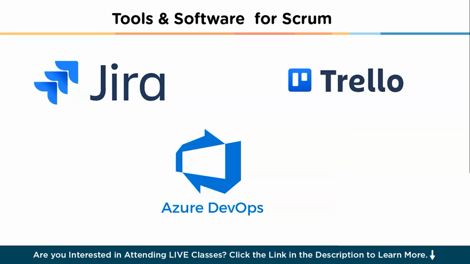So guys, in this tutorial, we have covered the fundamental aspects of Scrum, including its roles, artifacts, events, and processes.